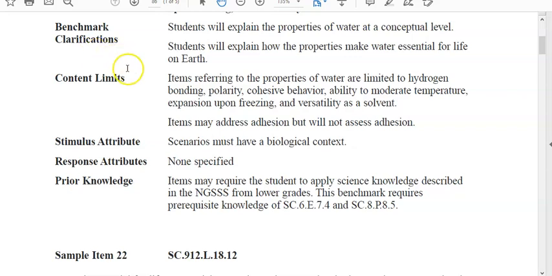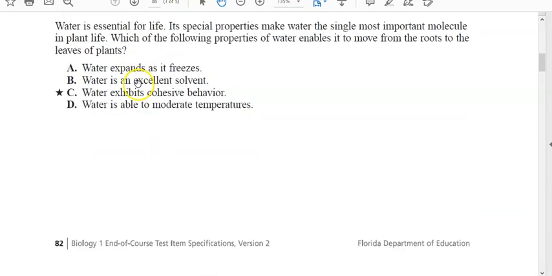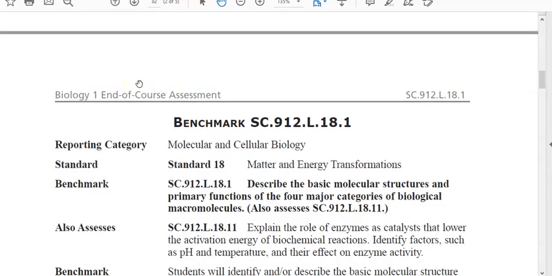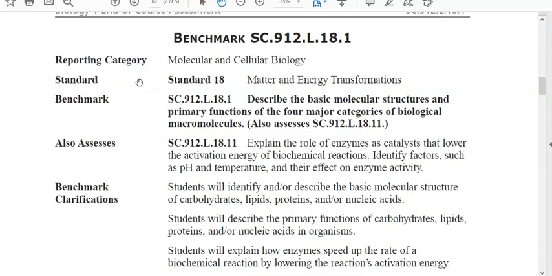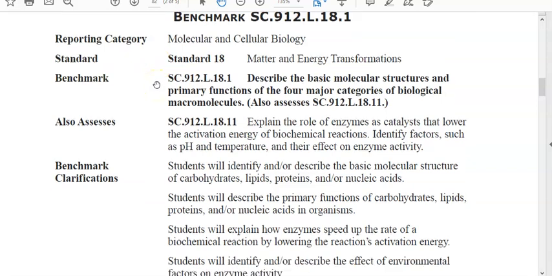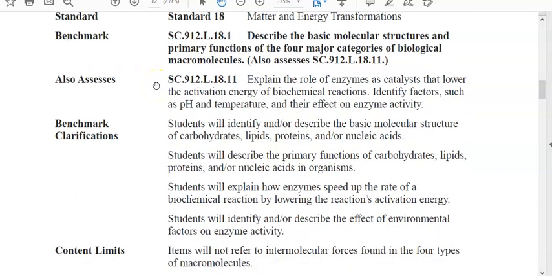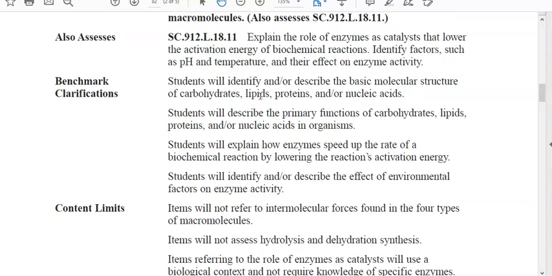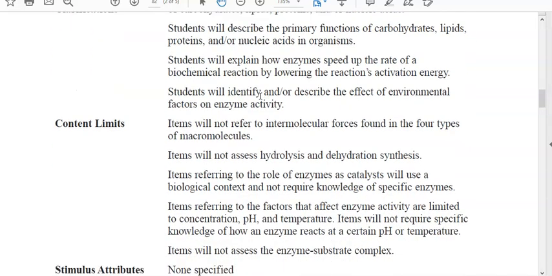So my recommendation to you is dive into these test item specs documents. Move through this. The L18.1 is, of course, macromolecules. Go through that one deeply. And this one also assesses 18.11, which is your enzymes. Look through this one, and that deals with those 2. That's the clarifications for those 2 standards, which rounds out what DIA1 is.